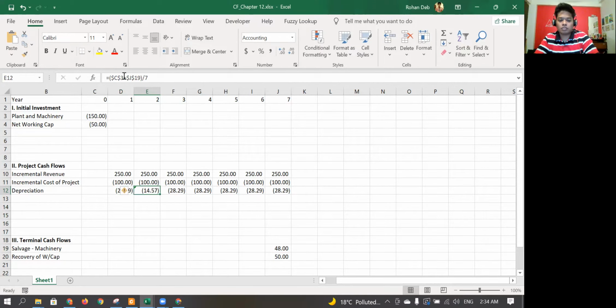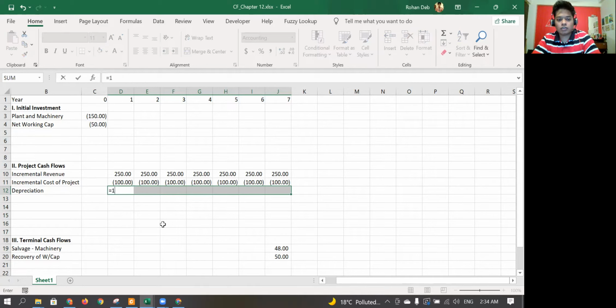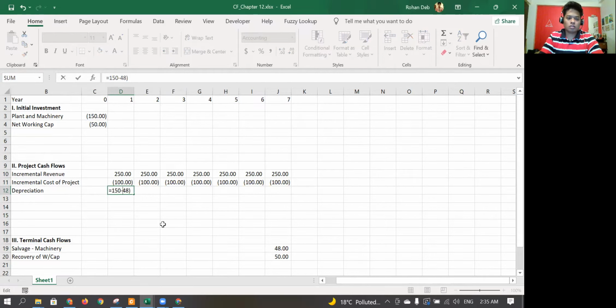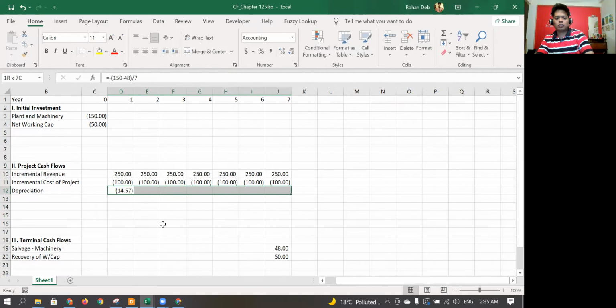I hope you get the idea. Basically, what happened was, in this case it's 150, so it's a negative thing. It's equal to 150 minus 48, so it's 102 divided by 7. Put a negative sign in front and then copy to the right, Control R. So this is the depreciation. You can see the total is 102, which I want.